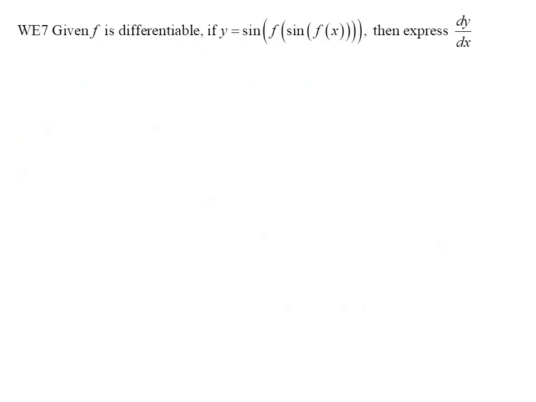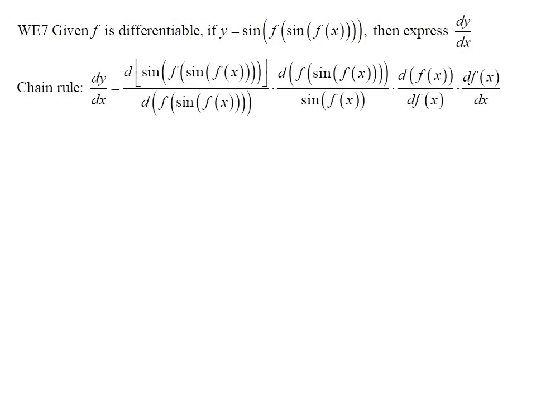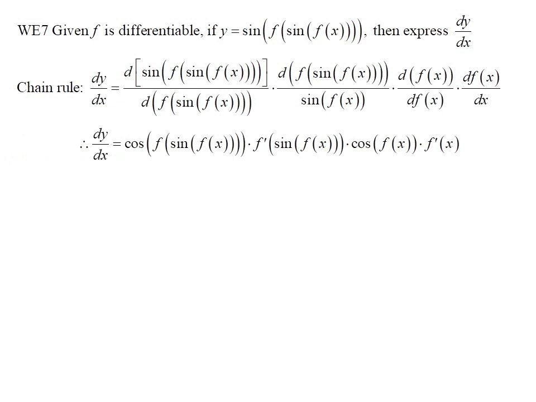Example 7 is to find the derivative of the composite function sine f of x. We now apply the chain rule to this example. Since the derivative of the sine function is its corresponding cosine function, after the chain rule is applied, its corresponding derivative function is shown on the screen.